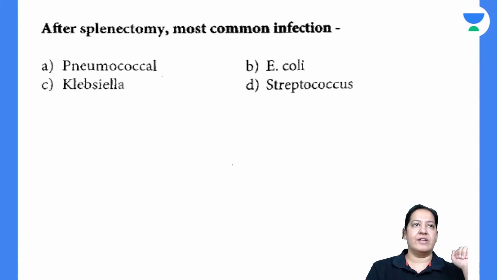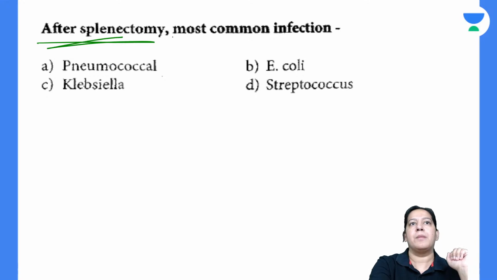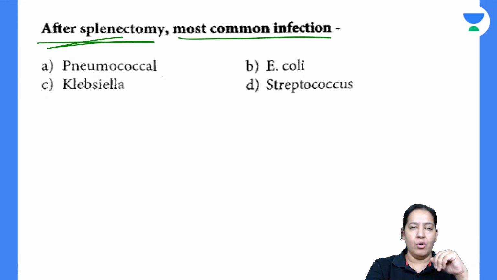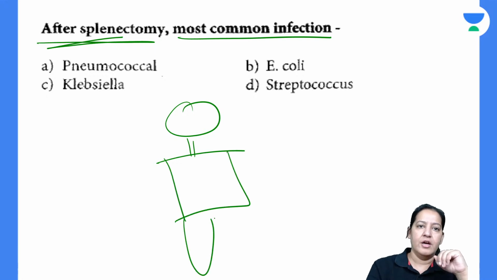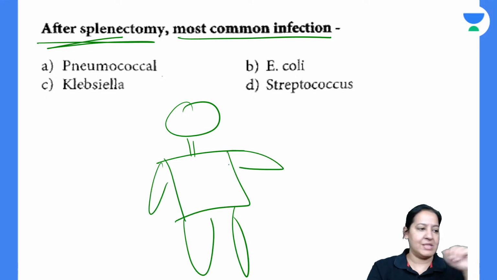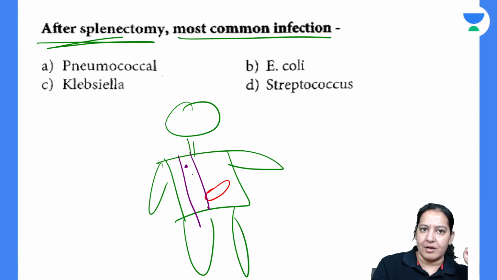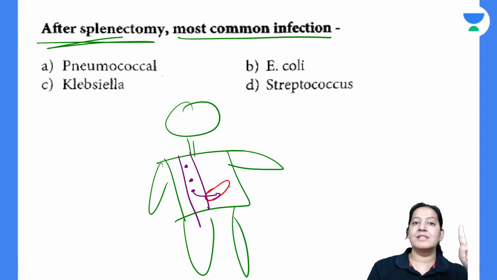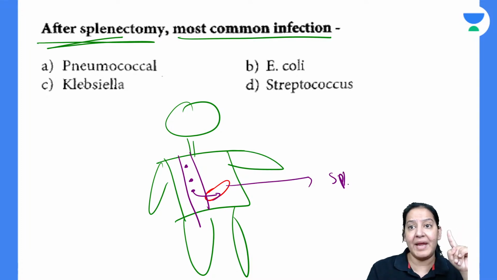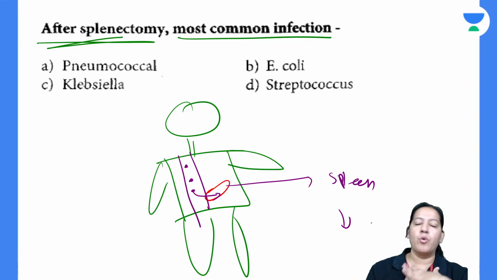So the next question is in front of you. After splenectomy, most common infection occurs. Humans have a spleen. Okay, I forgot to tell you this point there, so I'm telling you here. We all have a spleen inside us, right? Whenever any pneumococcus enters our blood by mistake, the spleen will kill it. So in all those humans who have a spleen, there are fewer chances of pneumococcal infection.